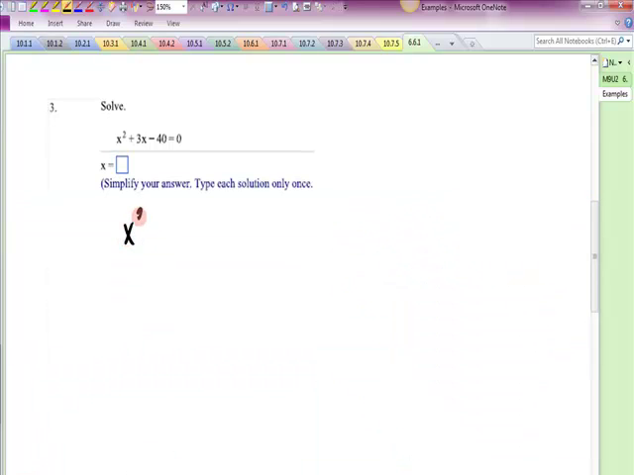I have x squared plus 3x minus 40 equal to 0. Because of the x squared term, I know that it is quadratic. I have it equal to 0, so I can go ahead and try to factor. There are different factoring techniques. Because this is a trinomial, you could go off to the side and use a box method. Instead, I just use a trial and error method.